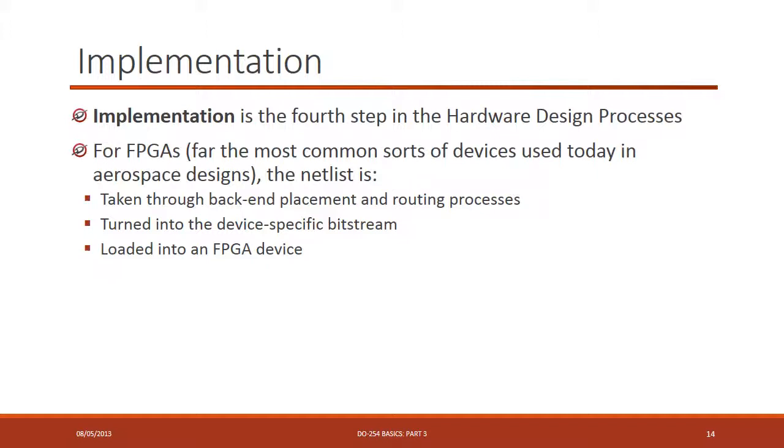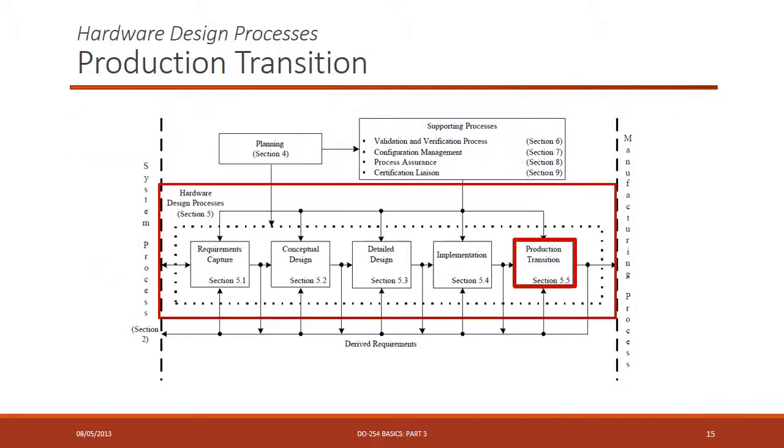The next stage of the hardware design processes is called implementation. Now, implementation varies quite a bit in terms of whether you're designing an ASIC or an FPGA, but because FPGAs are by far the most common sorts of devices used in aerospace designs, we'll focus our attention on that. So for FPGA design, the netlist at this point is typically taken through a series of back-end processes. So placement and routing and optimization for the specific fabric and turned into a device-specific bit stream that then gets loaded into or programs the FPGA device. So all of those back-end processes are considered implementation.